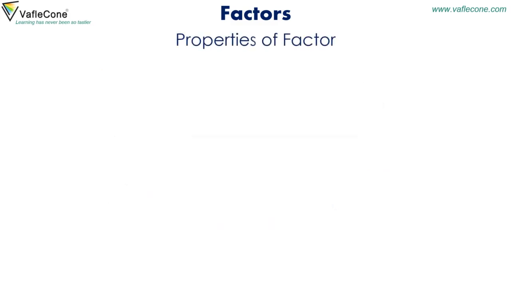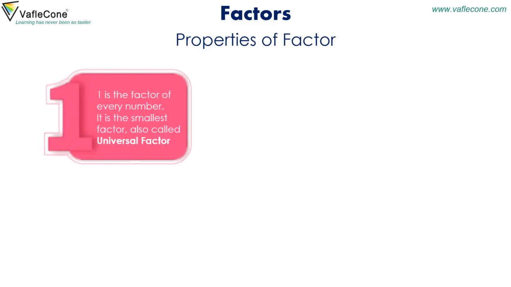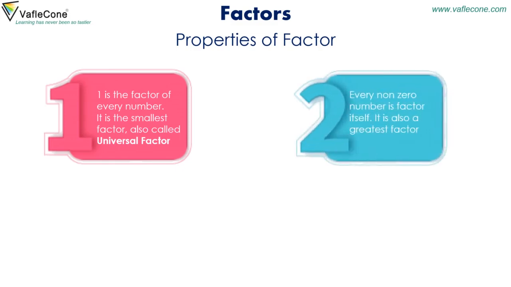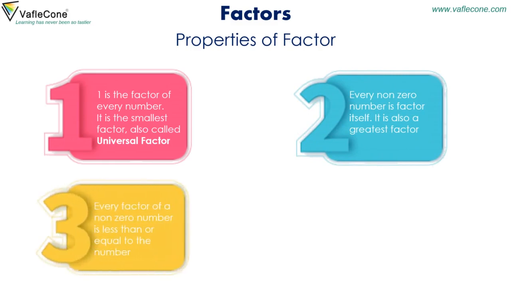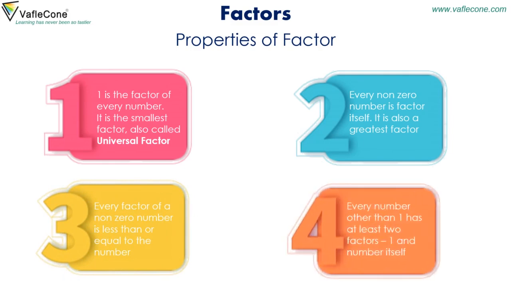Properties of factors. 1 is a factor of every number. It is the smallest factor, also called the universal factor. Every non-zero number is a factor of itself. It is also the greatest factor. Every factor of a non-zero number is less than or equal to the number. Every number other than 1 has at least two factors, 1 and the number itself.